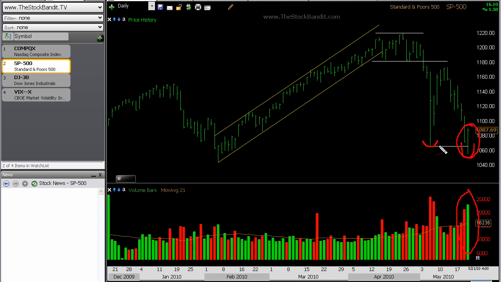Now, all bets are off if we move back below this 1065 level, and if that does occur, we're very likely headed at least to the February low, which for the S&P is back at the 1044 level.